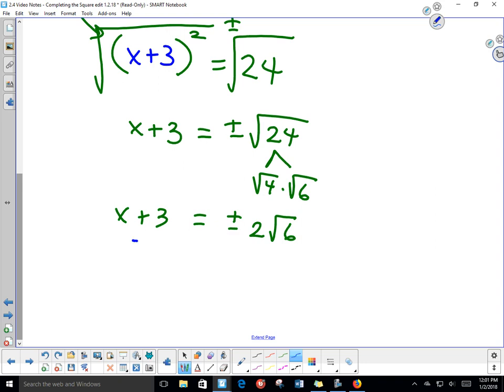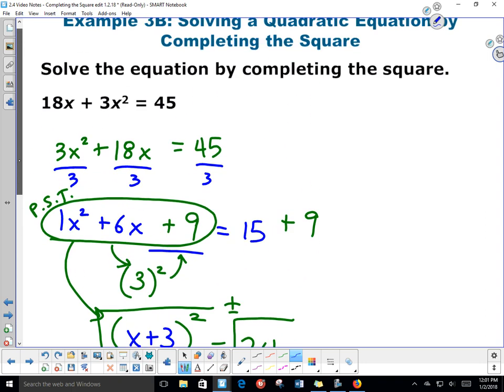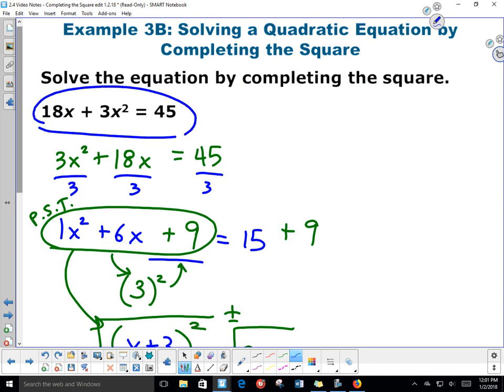So our last step would be to get x by itself. We're going to need to subtract 3 from both sides. But let's put that negative 3 in front of the plus or minus. So we're going to have negative 3 plus or minus 2 square root of 6. So really, two solutions, negative 3 plus 2 rad 6 and negative 3 minus 2 rad 6. You could plug those into your calculator to check them to make sure that they work in the original equation.